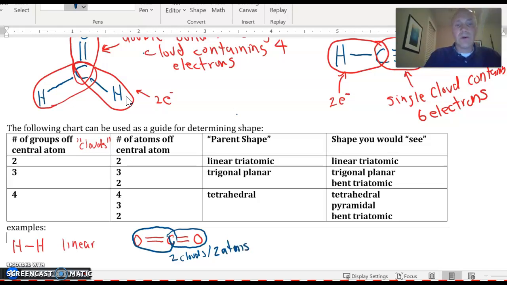All right, and so using the chart here, what it says is that the parent shape would be linear triatomic, and the what-you-would-see shape would be linear triatomic. And all this basically means is that the shape of this would be a straight line. Literally, the shape you would have going from this oxygen to this carbon to this oxygen is a straight line. So that would be 180 degrees from this bond right here to this bond right here.